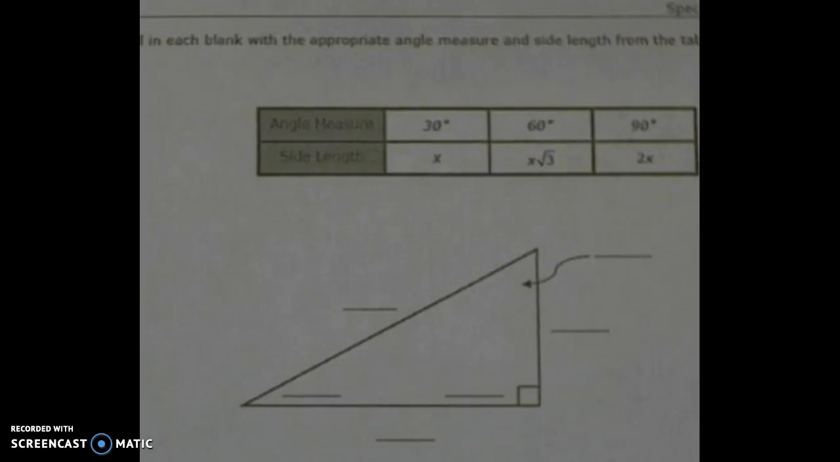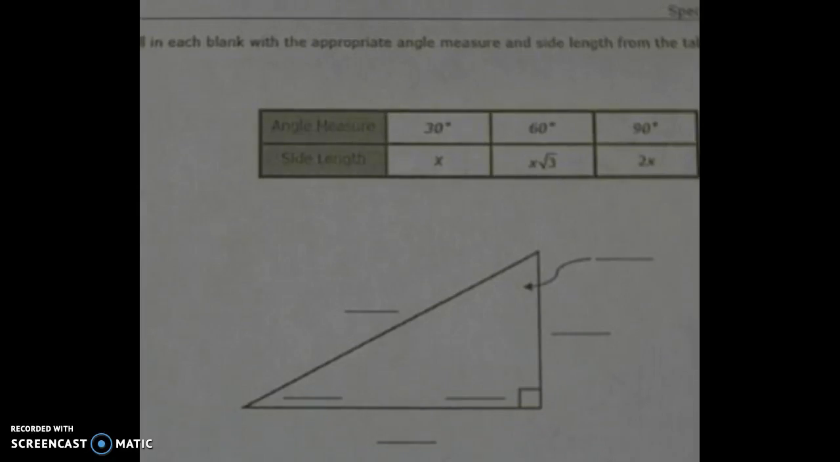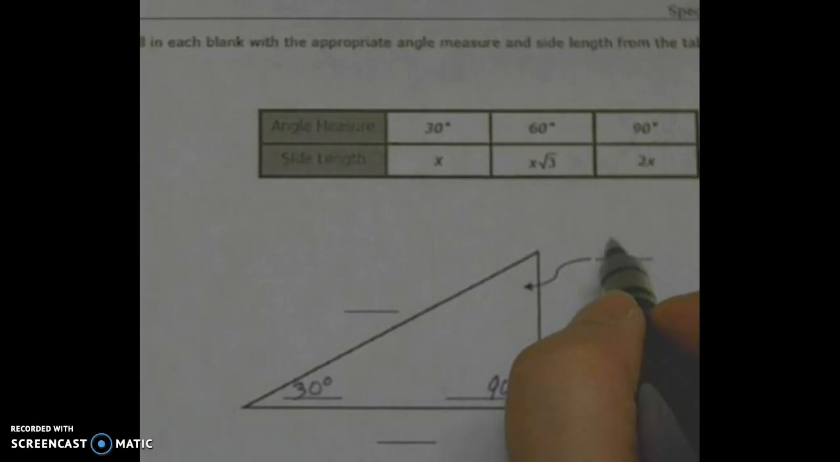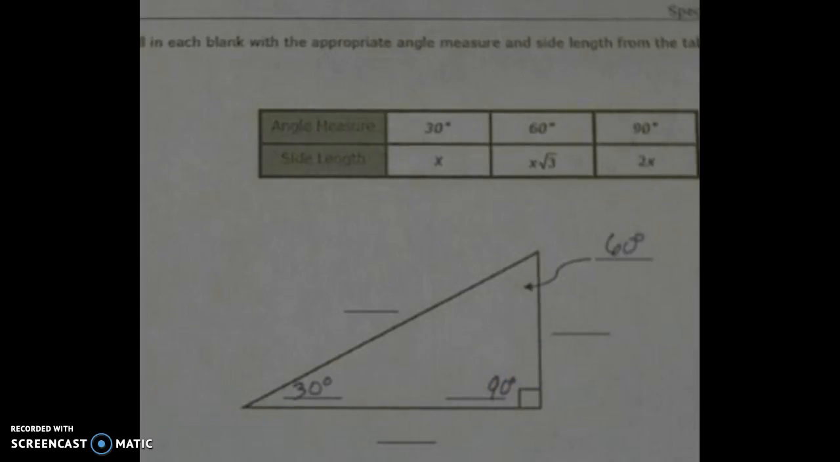On the back side of the page, we're looking at our 30, 60, 90 degree special right triangles. So the relationship that we have with those problems: again, I have the 90-degree angle marked. The smallest angle is my 30-degree angle. The other angle is my 60-degree angle. And the sides across from those angles are what are given to me in my table.